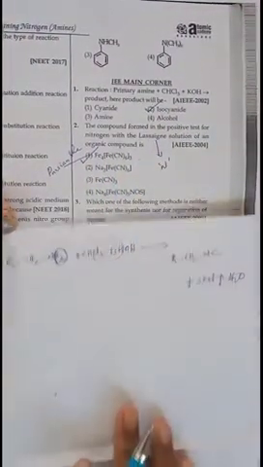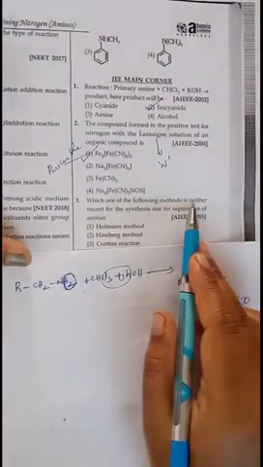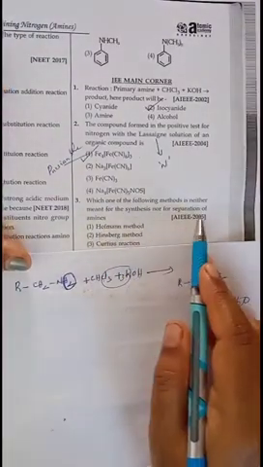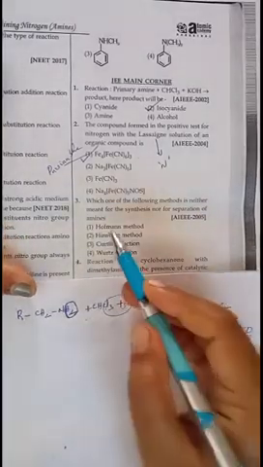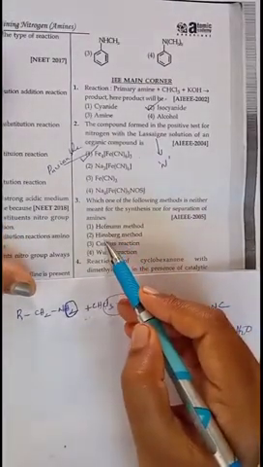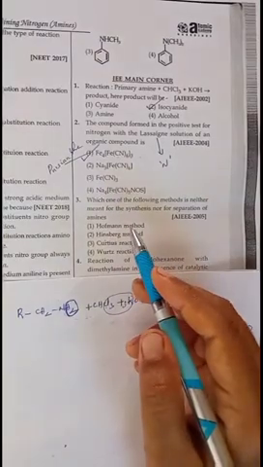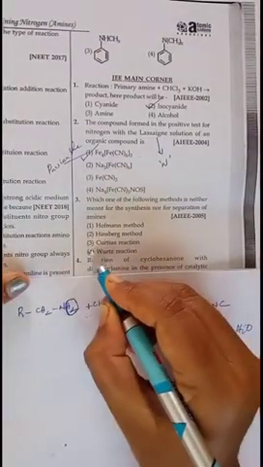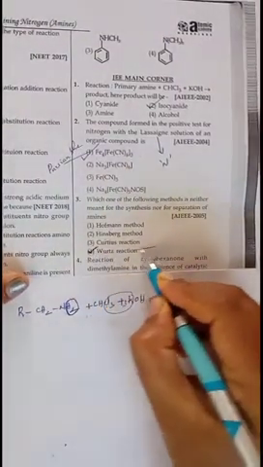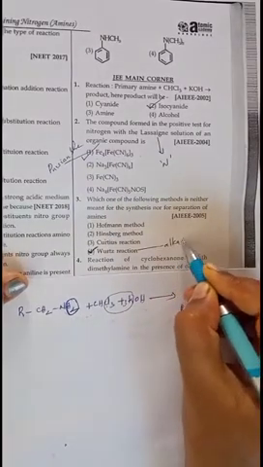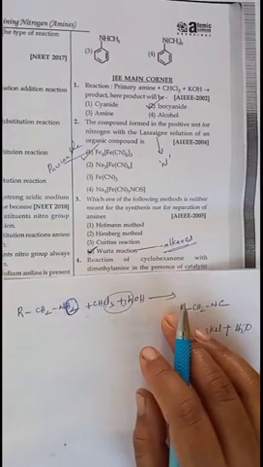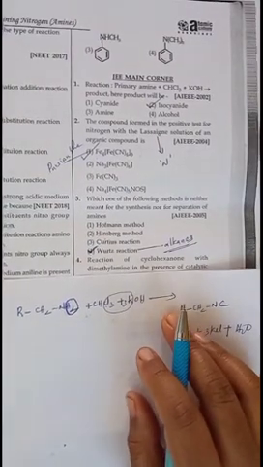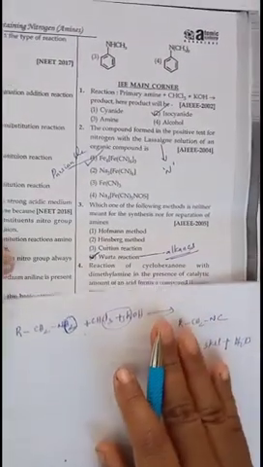Now the next one, which one of the following methods is neither meant for the synthesis nor for the separation of amines? So all the first 3 can be used for preparation and separation of the amines, whereas Wurtz reaction cannot be used. This Wurtz reaction is used to synthesize alkanes, especially higher alkanes can be synthesized by this Wurtz reaction. So it is not meant for the preparation or separation of the amines. Next one.